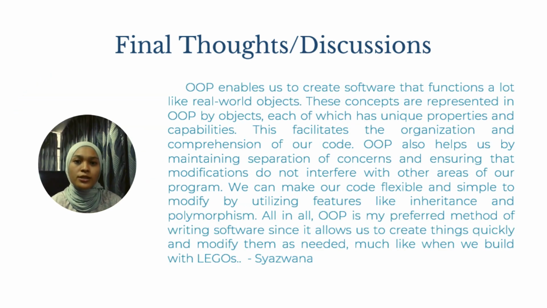OOP enables us to create software that functions a lot like real-world objects. These concepts are represented in OOP by objects, each of which has unique properties and capabilities. This facilitates the organization and comprehension of our code. OOP also helps us by maintaining separation of concerns and ensuring that modifications do not interfere with other areas of our program. We can make our code flexible and simple to modify by utilizing features like inheritance and polymorphism. All in all, OOP is my preferred method of writing software since it allows us to create things quickly and modify them as needed, much like when we build with Legos.